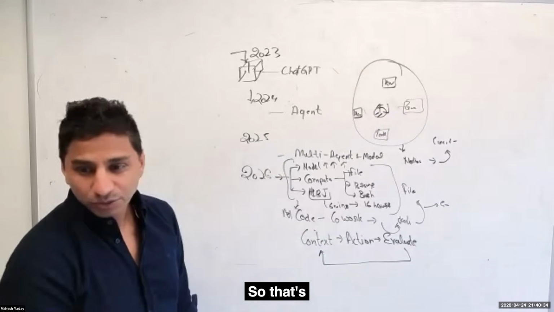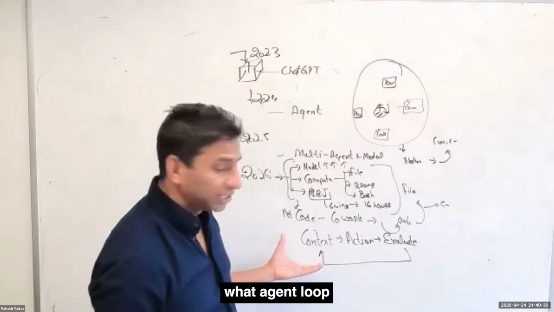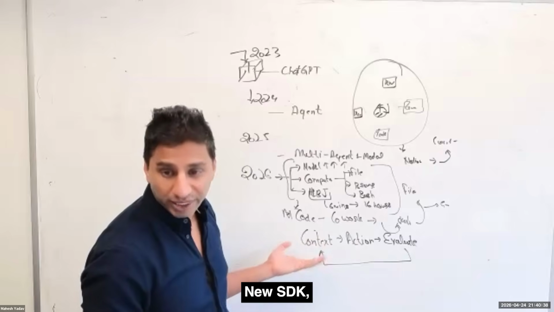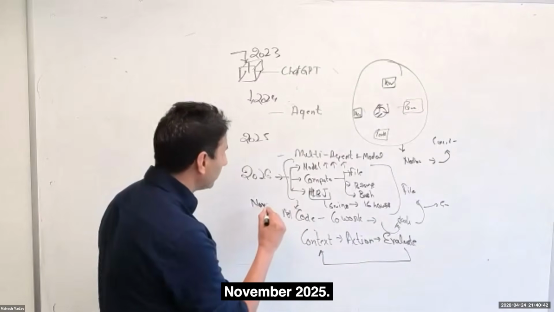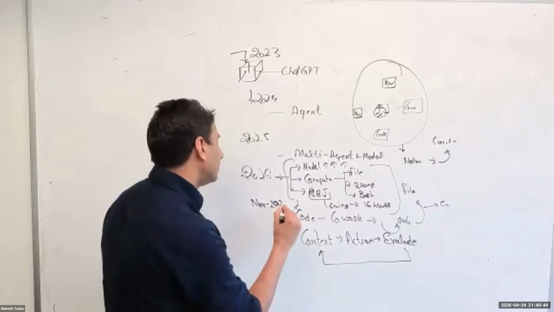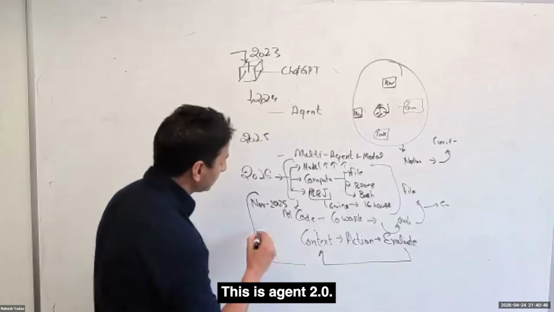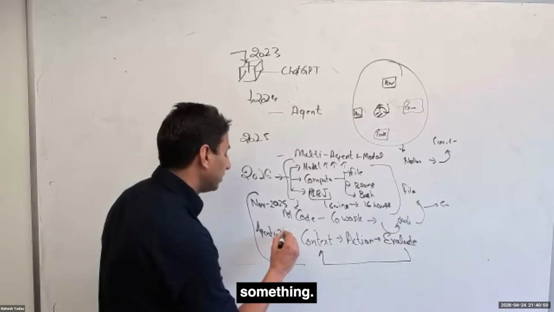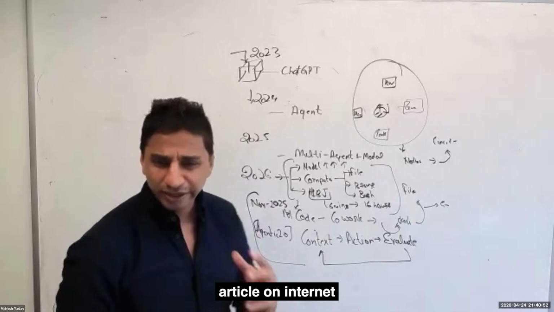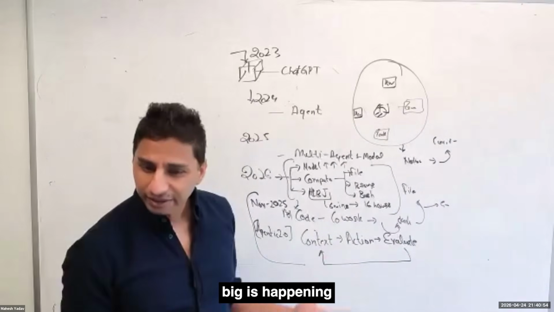Good. So that's what Claude Code is, or that's what the agent loop inside the new Claude Code SDK is, which only got out in November 2025. That's what people are talking about. This is agentic 2.0. There's an article on the internet that says something big is happening.